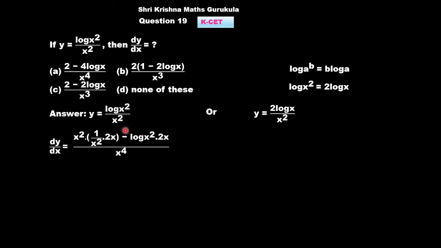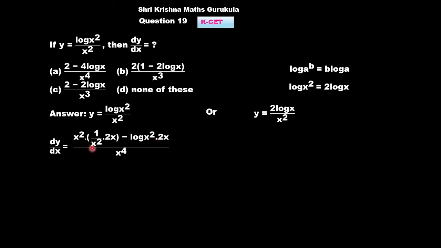First, we are differentiating the function as it is using the u by v rule. So denominator square, so the denominator is x power 4. Denominator into derivative of the numerator. Denominator is x square, and when we differentiate log x square, it is 1 by x square, and x square has to be differentiated here, so it is into 2x, minus numerator as it is, that is log x square, into derivative of the denominator, which is 2x.